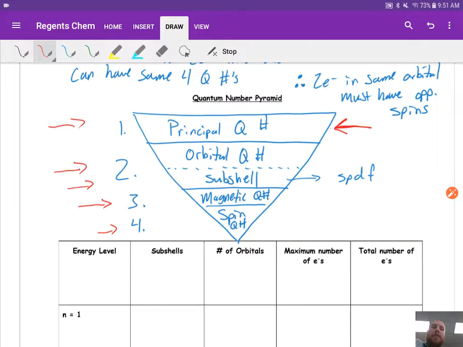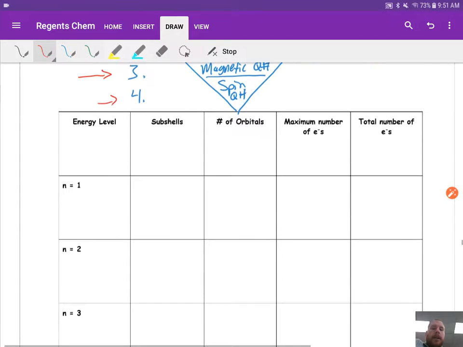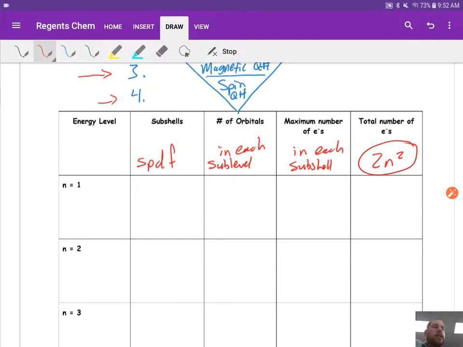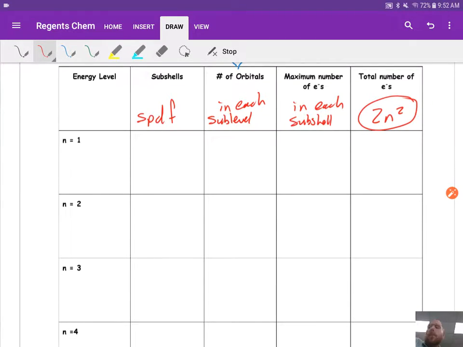So if we talk about the energy level, what subshells we could have, S, P, D, or F, the number of orbitals that we have in each sublevel, and energy level, and then the maximum number of electrons in each subshell, and then we have our total number of electrons. Again, the formula for that is 2n squared. This is something that's going to be easy to help you, and we may even see that on the Regents, which we'll talk about. So, subshells in energy level 1, we have 1s. All right, there's 1 orbital, and it can hold 2 electrons, so we have 2 electrons total there.